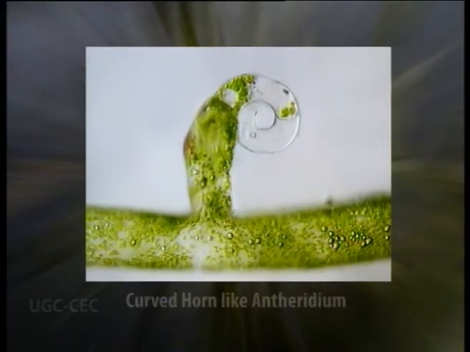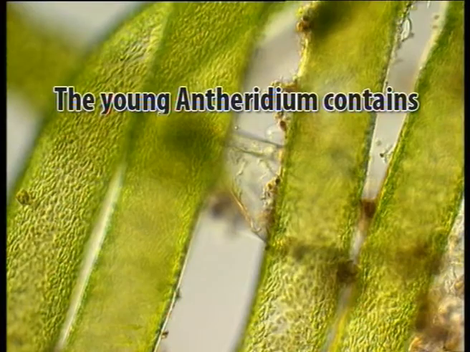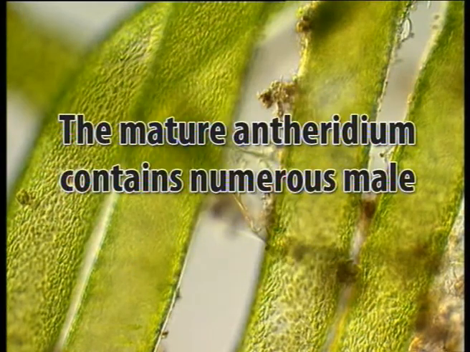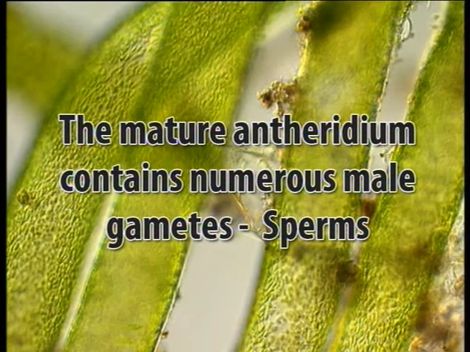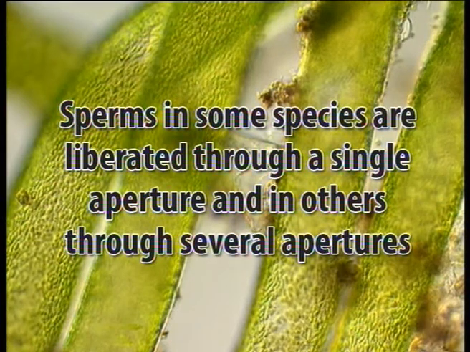Antheridia. In Vaucheria, the mature Antheridium is a cylindrical tubular structure, strongly curved like a horn. In some cases, it is straight. The young Antheridium contains cytoplasm, nuclei, and chloroplasts. At maturity, it contains numerous male gametes or sperms, which in some species are liberated through a single aperture and in others through several apertures.